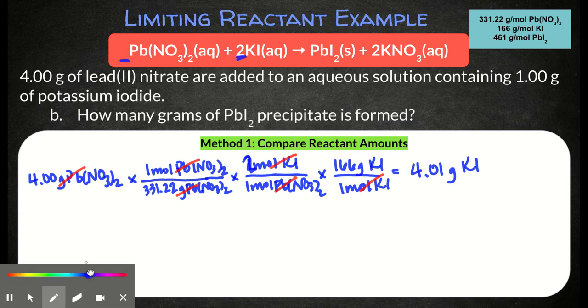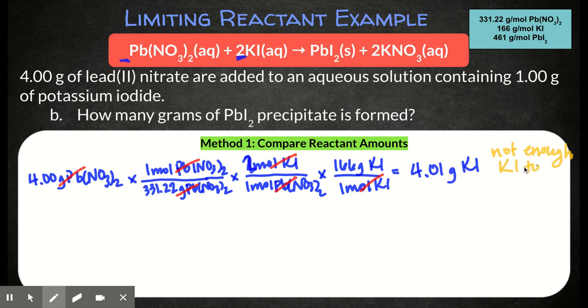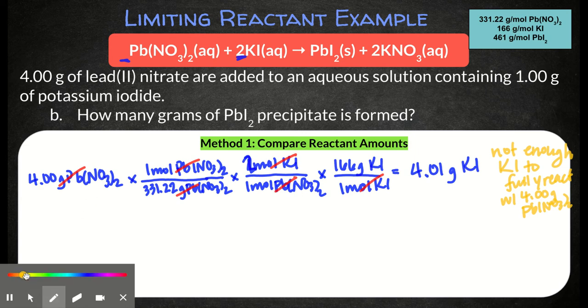So I actually don't have enough. I don't have enough KI to fully react with 4 grams of lead-2 nitrate. And so I could stop here. I've actually answered my question about just how much potassium iodide I need to react with lead-2 nitrate. But let's just look at our other reactant.